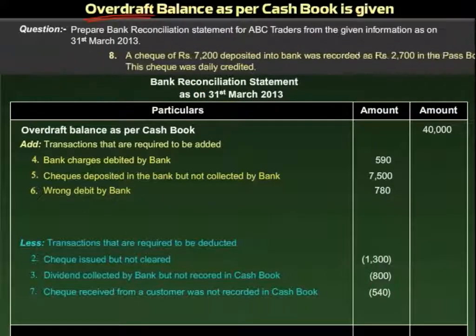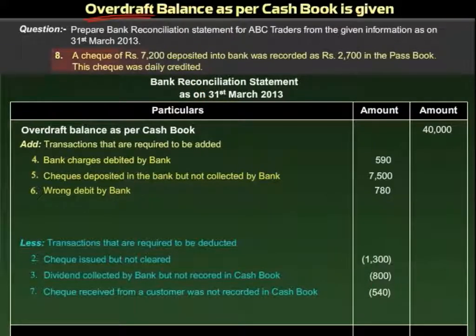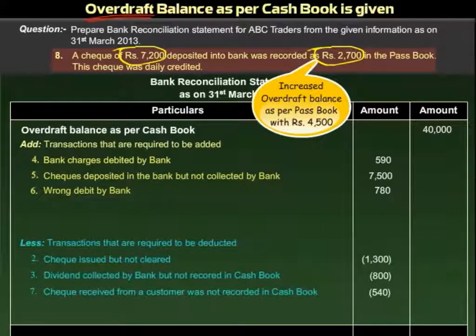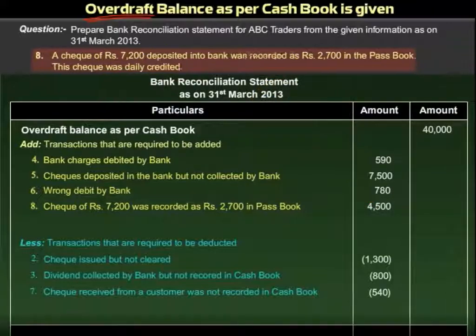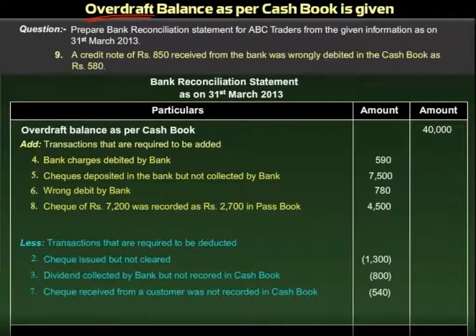Now let's move on to the next point. Here, it means that overdraft balance as per passbook is greater with this amount. Thus, in order to increase the overdraft balance as per cash book, difference amount is to be added like this. Now, let's quickly make the adjustment for the last point.